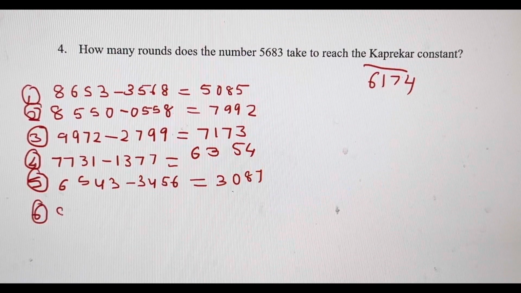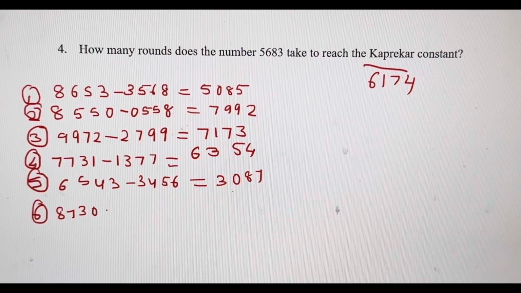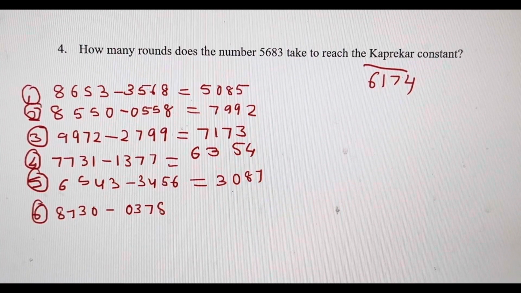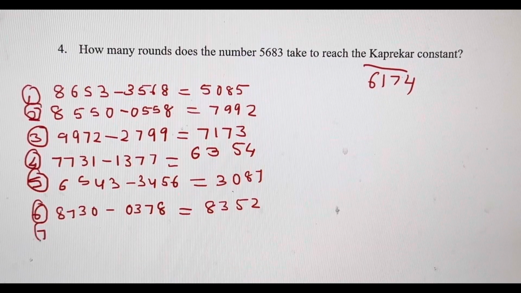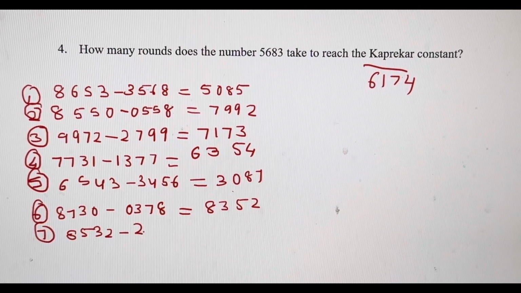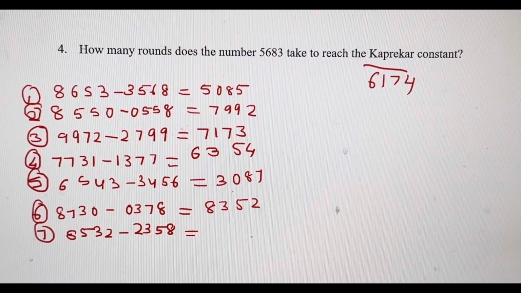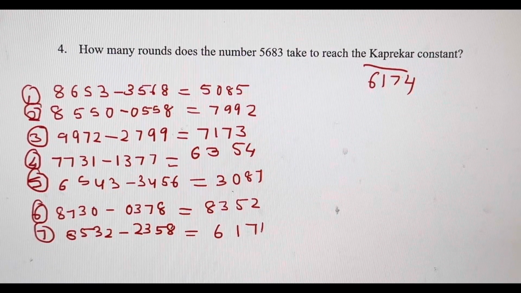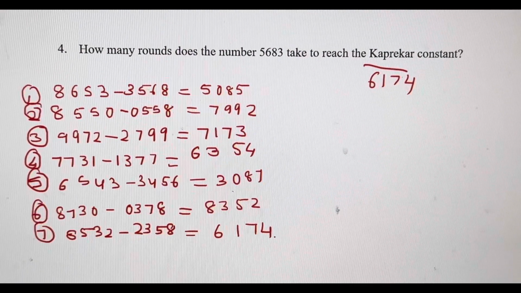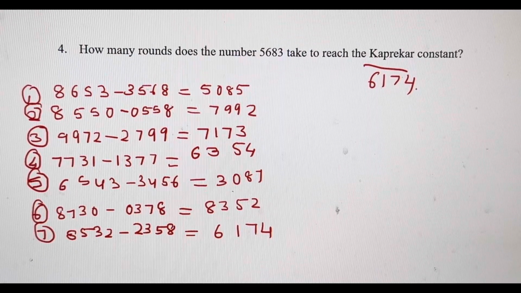Now the sixth step, 8730 minus 0378. Here the difference is 8352. Seventh step, 8532 minus 2358. Now if you find the difference of this, you will get 6174. So after 7 steps, you got the Kaprekar constant, right? So maximum 7 steps it takes.